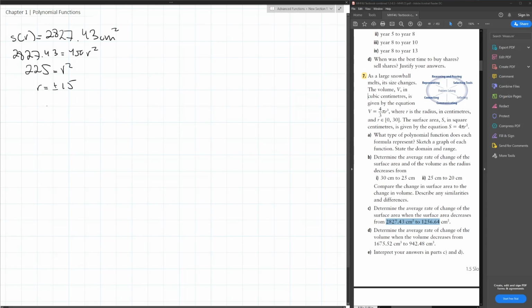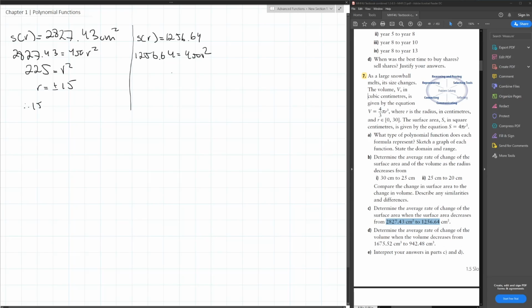We know that it can't be negative 15. Therefore, our answer is positive 15. Then, for the other S value, we have S of r is equal to 1256.64. Let's not forget the point. It is equal to 4 pi r squared. Again, we're going to divide both sides by 4 pi.